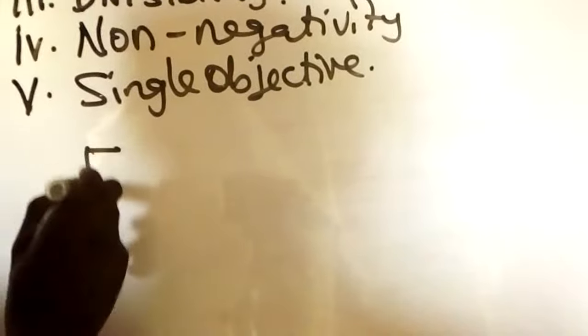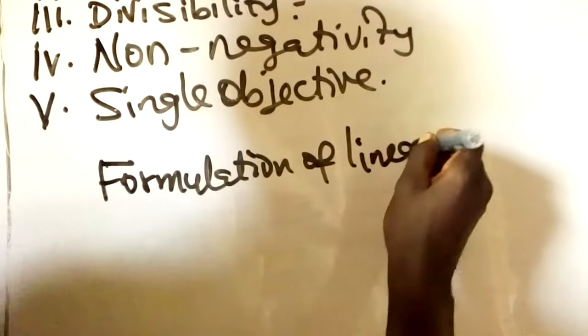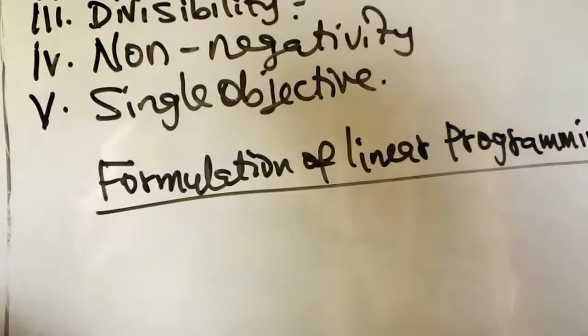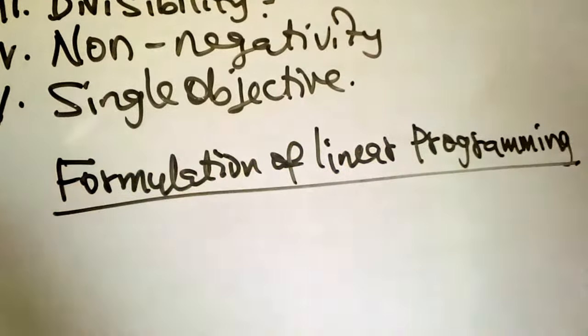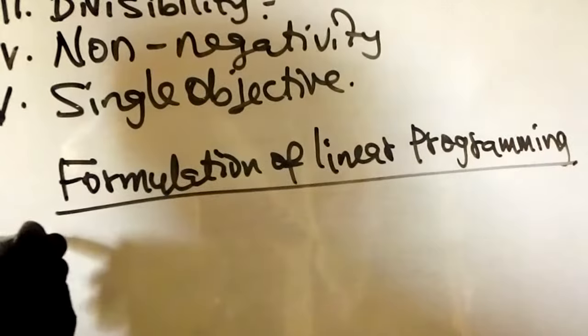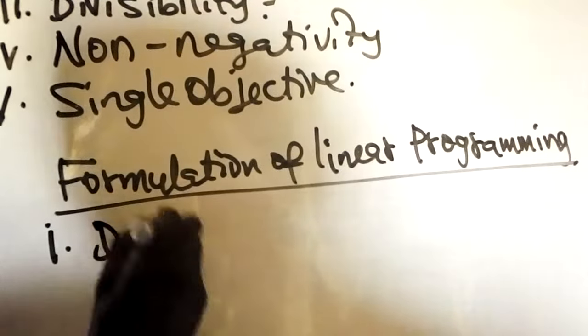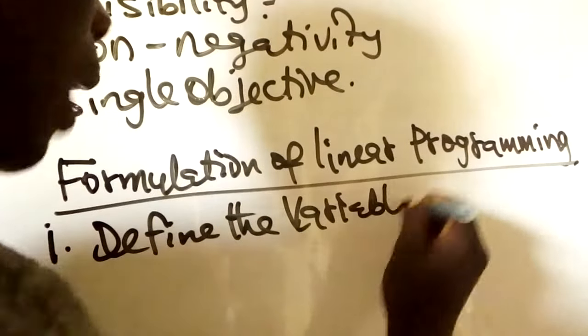Now, I want to consider the steps for formulating a linear programming problem. What are the steps you need to take in formulating a linear programming problem? Number one step is to define the variables. That is step one.